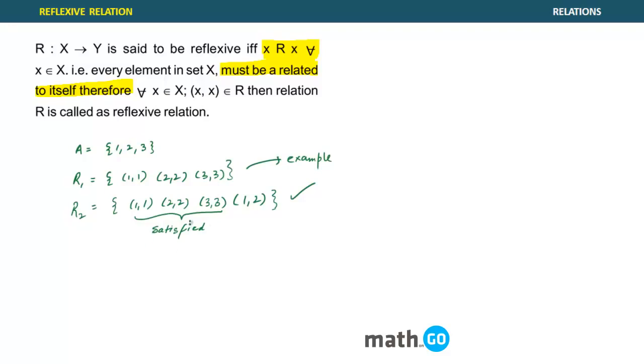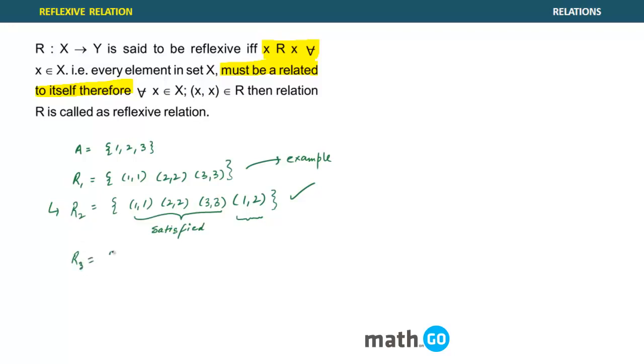If this is satisfied, the other images are also there. That's not a problem for me, right? So if 1 comma 1 is there, 2 comma 2 and 3 comma 3 is there, then 1 comma 2, 1 comma 3, 2 comma 3 are there. It doesn't matter. Still this particular relation R2 will be known as a reflexive relation.